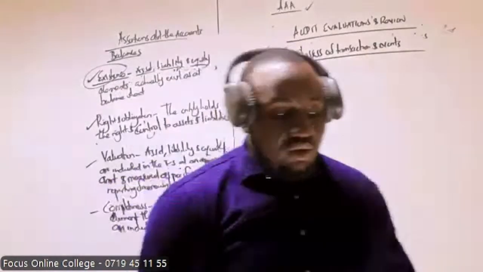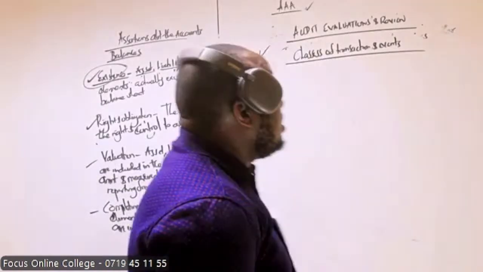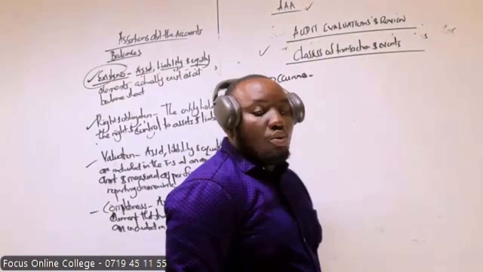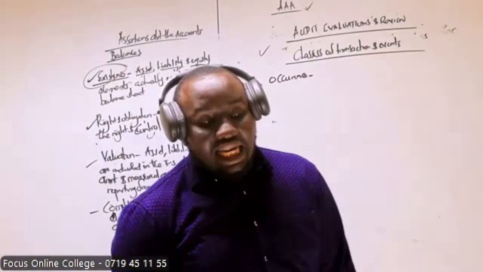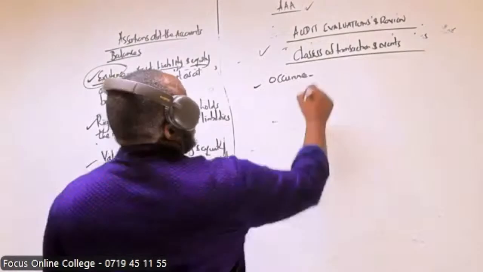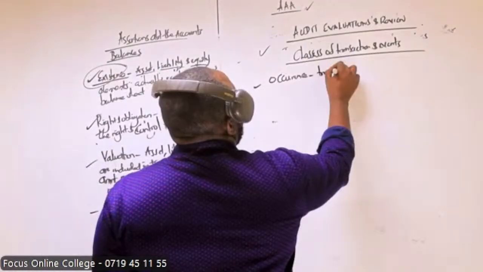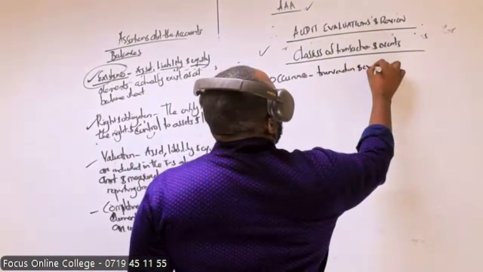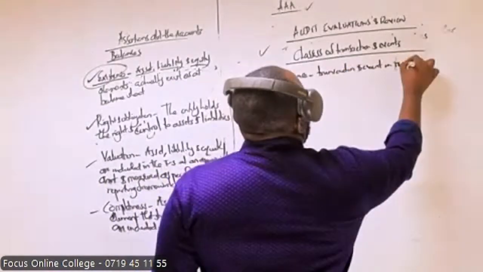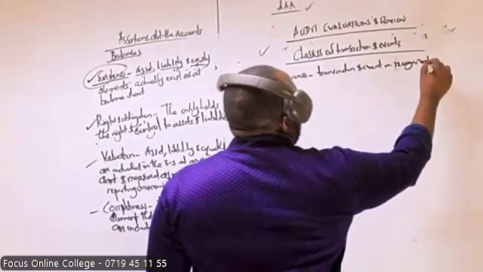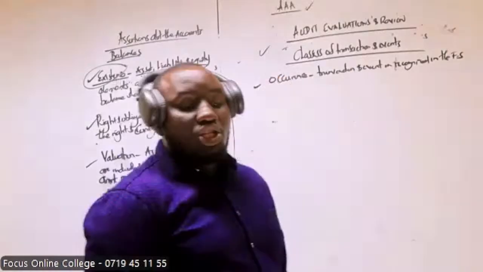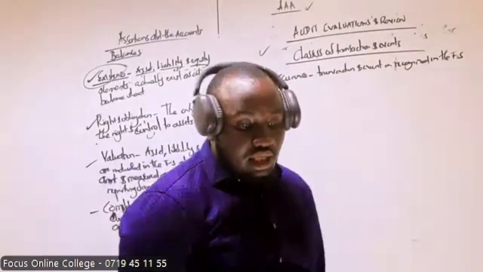We have occurrence. One of the first assertions we carry out is occurrence. Transactions and events recognized in the financial statement actually occurred.